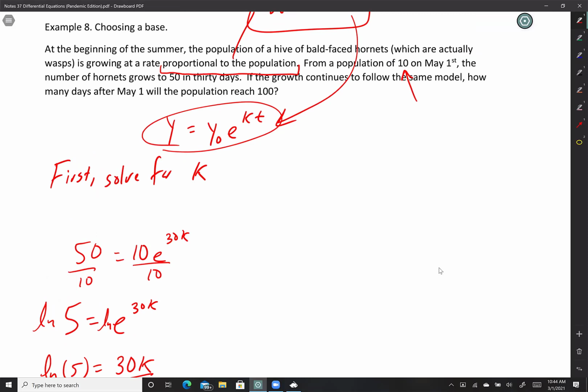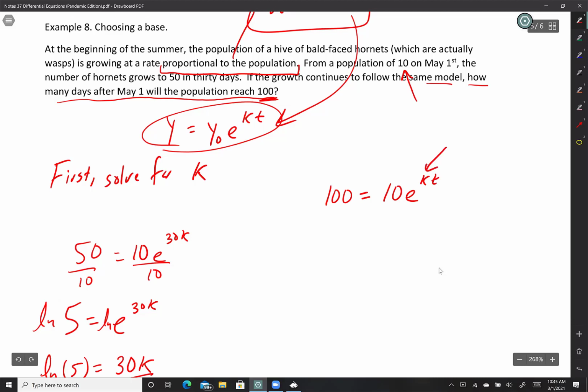If the growth continues to follow the same model, how many days after May 1st will the population reach 100? Okay, 100 equals 10 e to the KT. That K is already in the calculator, guys. Divide by 10. Remember, that 10 was May 1st, which is what they wanted to know from May 1st. So 100 divided by 10 is 10. 10 equals e to the KT.